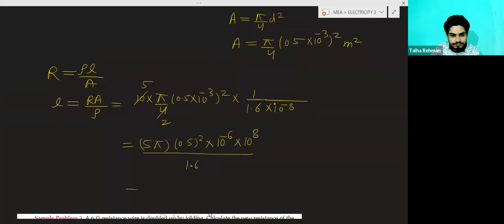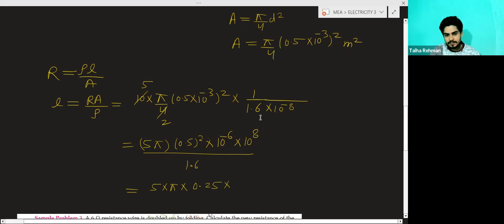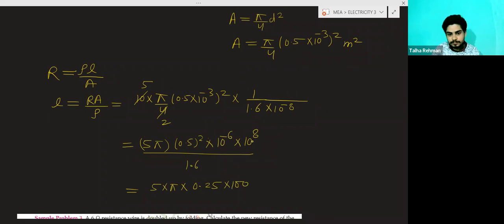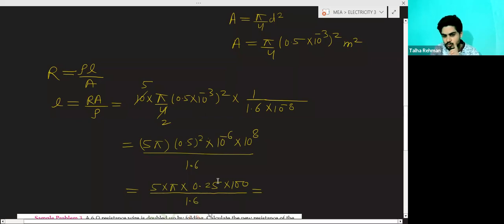Now, it will be 5 pi multiplied by 0.5, 0.5, you will get 0.25. And here you will get 100. This is 10 to the power minus 6. This is plus power. So power will add. Minus 6 plus 8, you will get plus 2. 10 to the power plus 2 is 100. This is 1.6. So it will be 25, because 0.25 multiplied by 100. 25 multiplied by 5, 125, and pi.